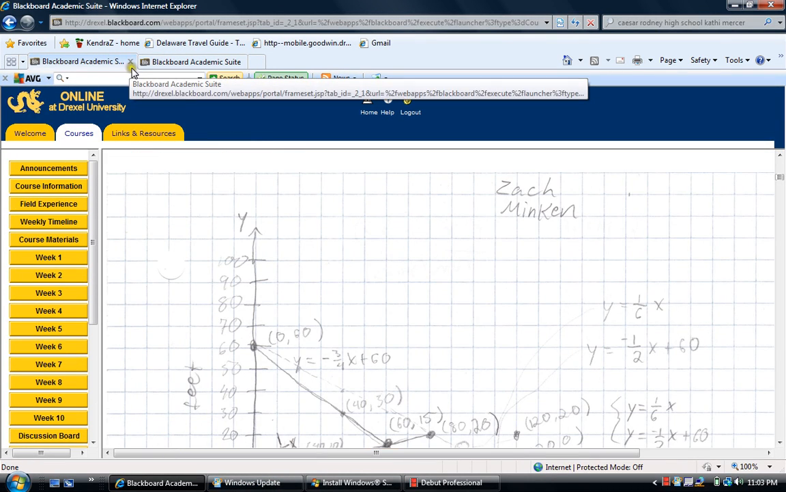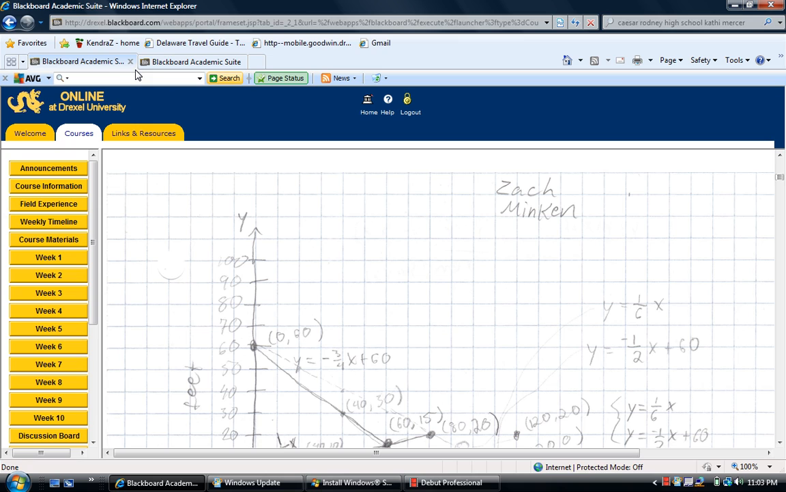Hi, my name's Kendra, and this week I'm going to go over two different solutions, very similar, two different methods at arriving to the answer. The first one I'm going to go over is Zach's method.